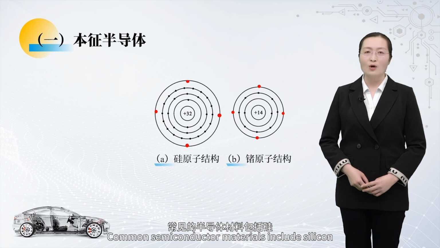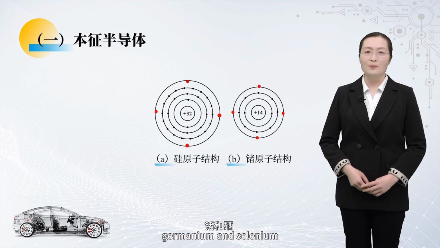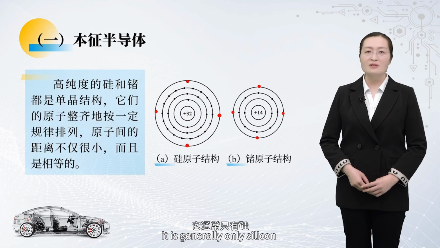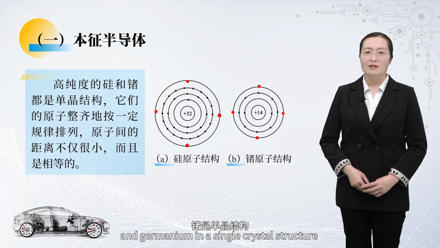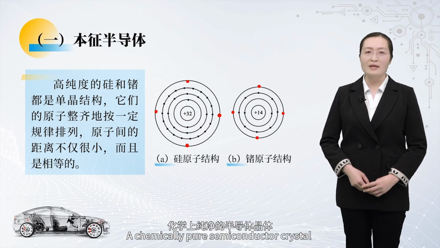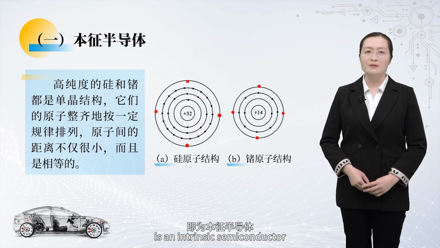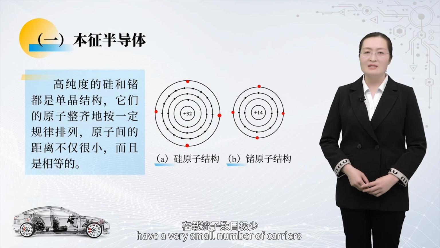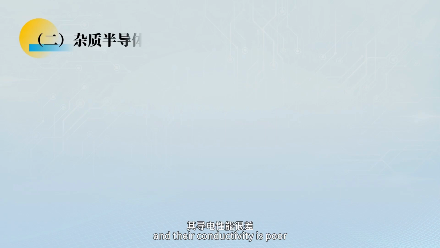Common semiconductor materials include silicon, germanium, and selenium. However, it is generally only silicon and germanium in a single crystal structure that are used to make semiconductor devices. A chemically pure semiconductor crystal is an intrinsic semiconductor. Intrinsic semiconductors have a very small number of carriers, and their conductivity is poor.